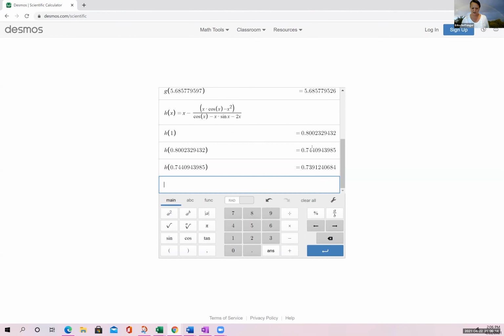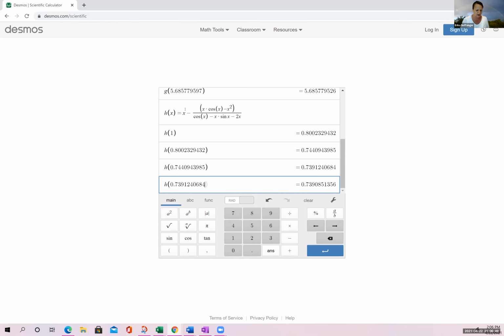So notice we're getting closer. The tenths position is the same. So copy it, paste it. So 0.739. So we got up to the thousandths position being the same. So we can continue to do this, and it depends on how many iterations they want, or if they say continue until you're to the nearest thousandths. If that was the case, then we could stop here, but we can continue to do this.